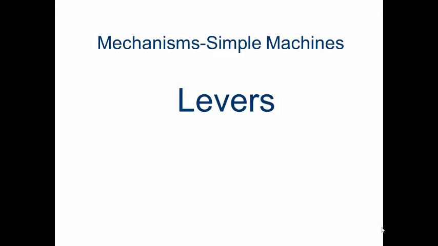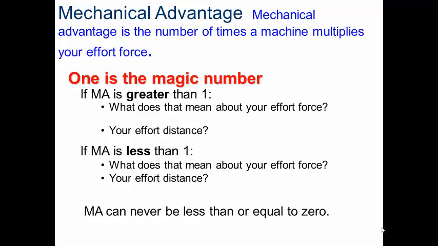Let's take a look at the simple machine known as a lever. As a bit of a review, one of the reasons we use simple machines is to gain mechanical advantage. Mechanical advantage is the number of times a machine multiplies your effort force. 1 is the magic number.